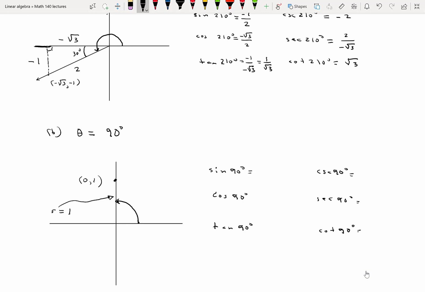Okay. How are we going to use SOHCAHTOA on this? There's no triangle. Well, it's a little rough when there's no triangle to do that. So we kind of have to remember the definitions. The sine is B over R. A is 0, B is 1. So it's 1 over 1, or 1. So the sine of 90 is 1. The cosine is A over R, 0 over 1, which is 0. The tangent is B over A. Tangent of 90 is B over A. That's a problem. There's no such thing as 1 over 0. It's undefined.